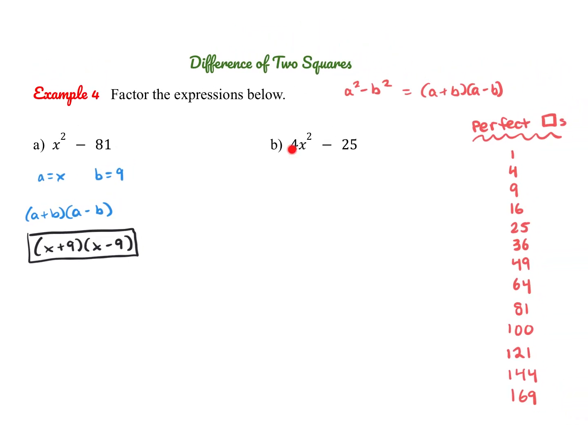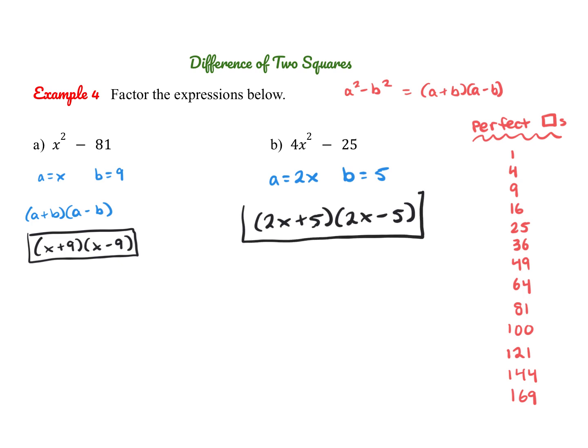All right, let's look at this next one. Here, I know that there's a coefficient in front of x squared, but as long as it's also a perfect square, we can still use difference of two squares. So these are both perfect squares. We're subtracting, so it's a difference. So I see that my a value is 2x, 2 squared is 4, x squared is x squared. And I see that my b value is going to be 5, because 5 squared is 25. Notice a and b again are always positive. And then I just do my a value plus my b value times a minus b. And I am done.